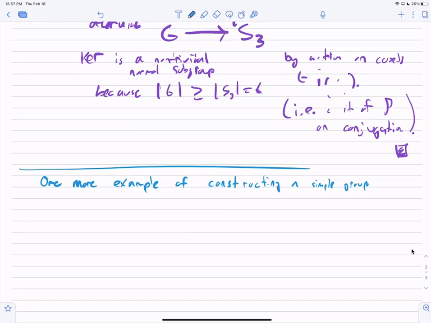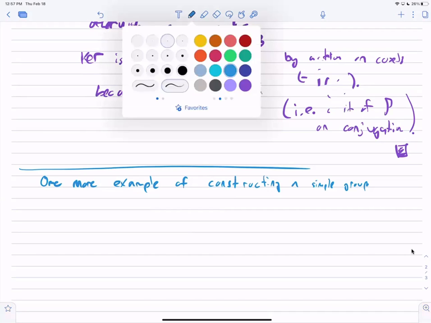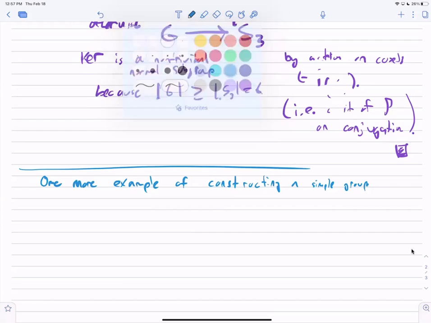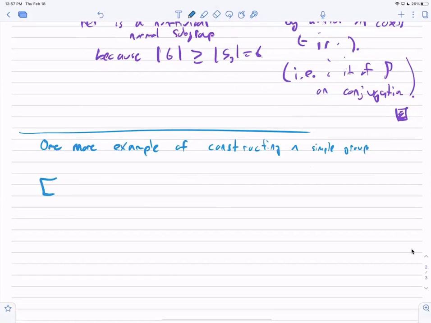Okay, so let me do this. So here's the example. Maybe I'll just set up some preliminaries and then we'll take a break and then we'll finish it. So the group GL3 of F2 is simple.